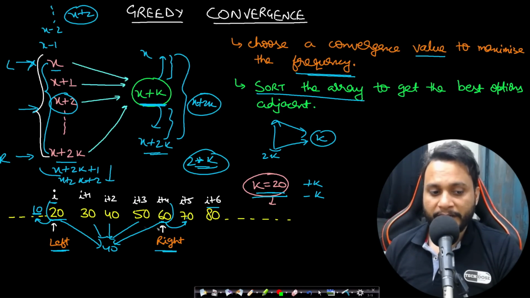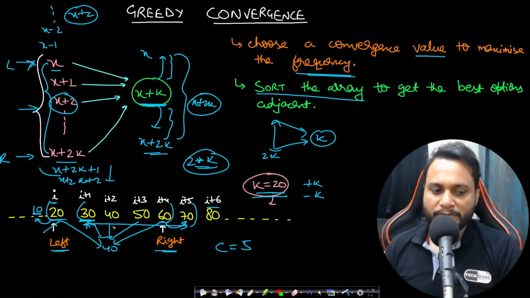Now I will maintain the count of the number of items that I can make equal, right? So that will be equal to 5 in this case: 20, 30, 40, 50, 60, 5 elements, right? Now I will be moving this concept to the right hand side. So let's say my start point now becomes 30. So what will be my end point? It will be 70, right?